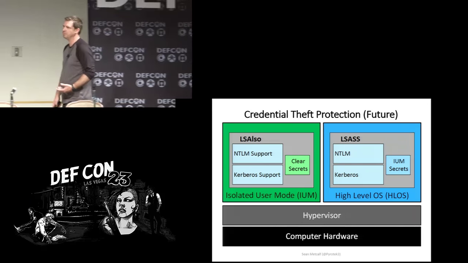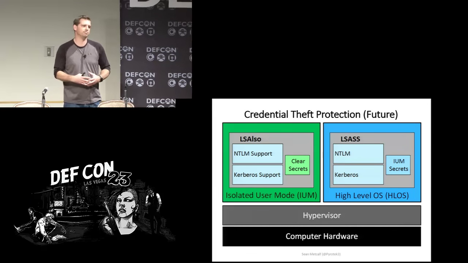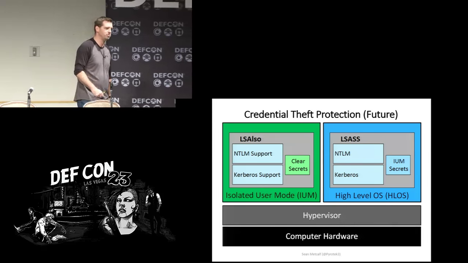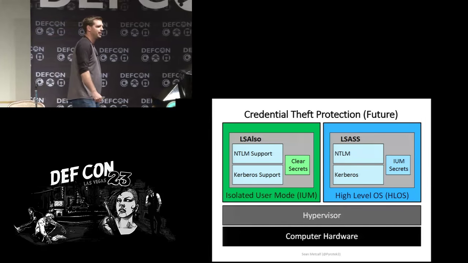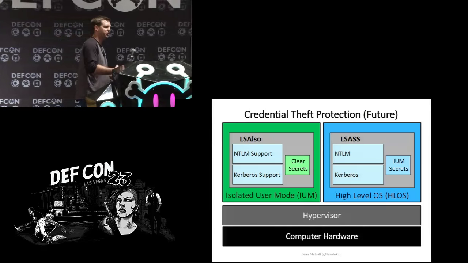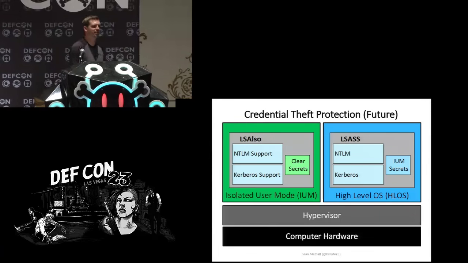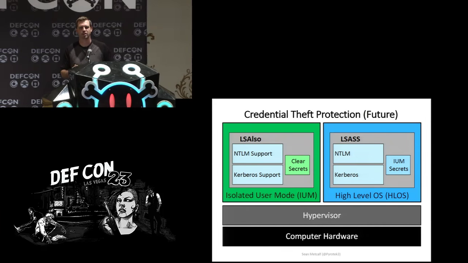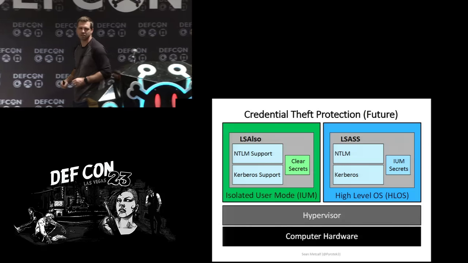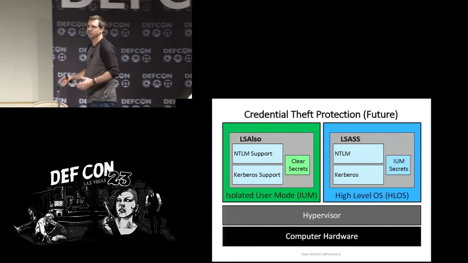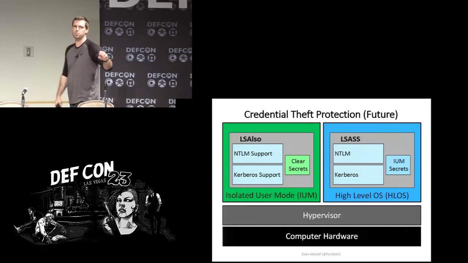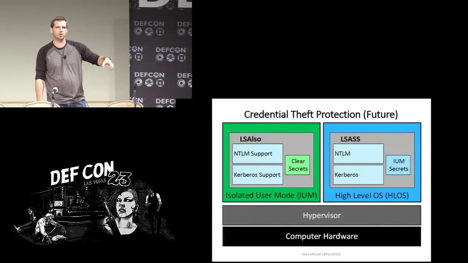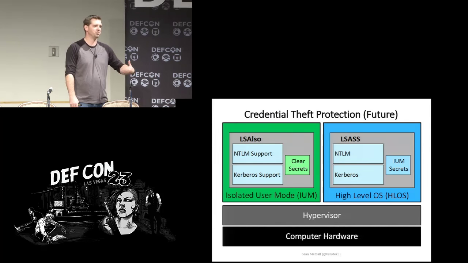Well, at least in Windows 10, we have some really great protection. I went to the Microsoft presentation at Black Hat a couple days ago, and it sounds like there's a bunch of requirements, which is going to take a couple years for us to get there. But again, at least we're moving in the right direction. So what has traditionally been the Windows OS has now moved into the blue box, the high-level OS. It sits on a hypervisor. We now have a new microkernel called Isolated User Mode, IUM, or Virtual Secure Mode, VSM, or whatever Microsoft wants to call it today.